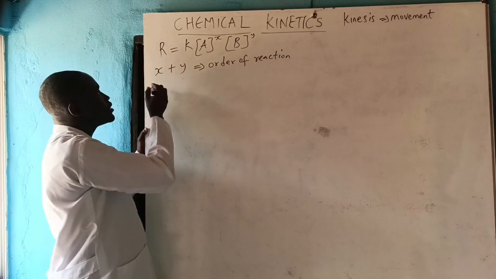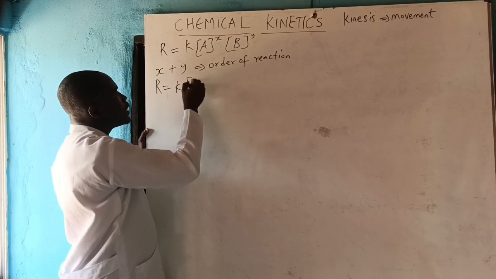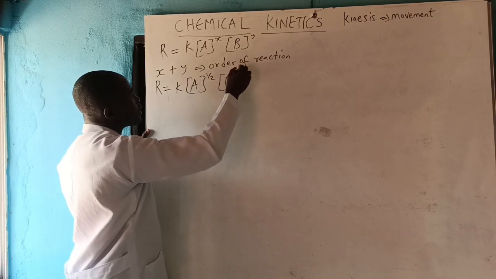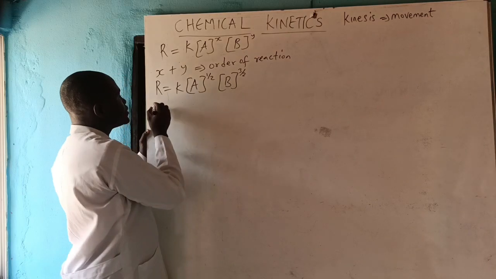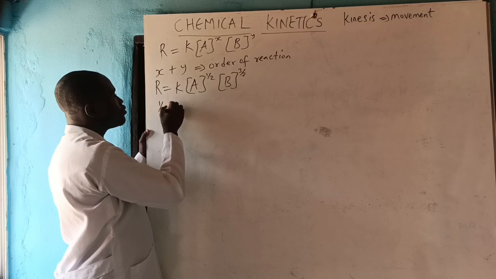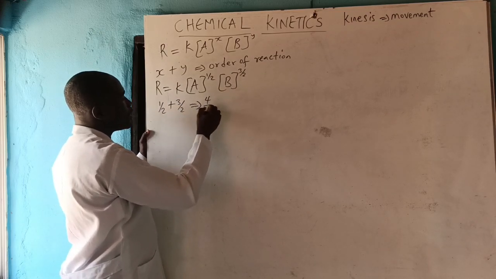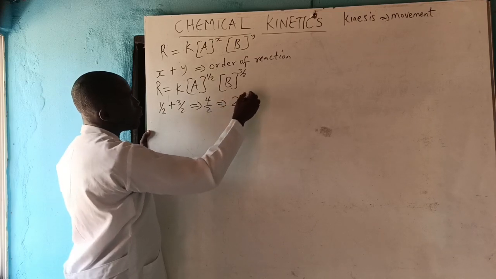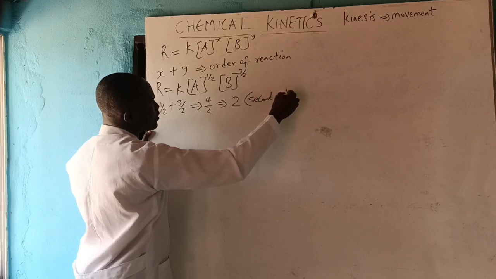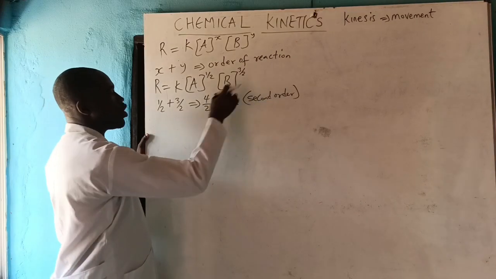Take for instance, if you have r equals k[A]^(1/2)[B]^(3/2), you tell them that x plus y, that means 1/2 plus 3/2, will give you 4/2, which equals 2. We call it second order reaction equation. This means second order.